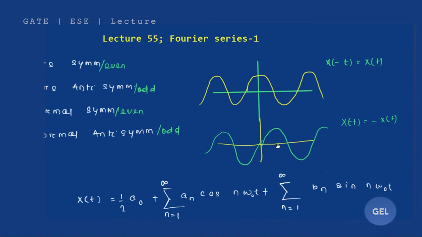Now what is the story of antisymmetric? Symmetric means a signal which is symmetric along the y-axis. If we place a mirror on the y-axis, then what is seen on this side is seen the same way on the other side. That is what symmetric is all about.